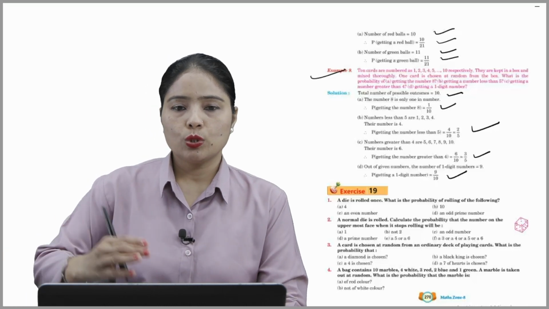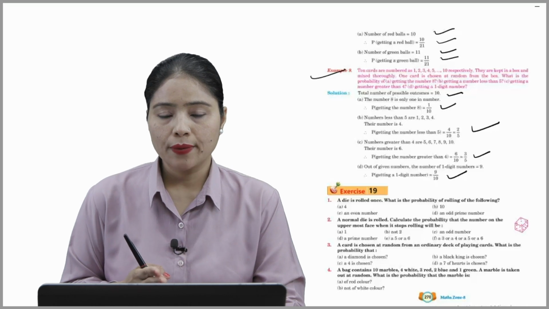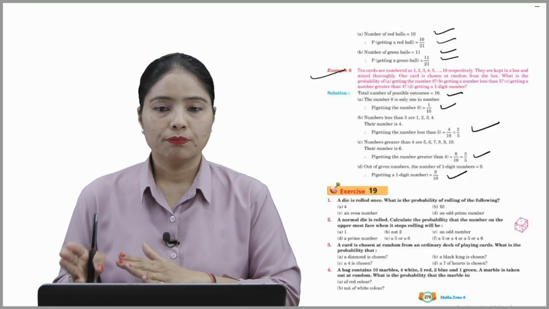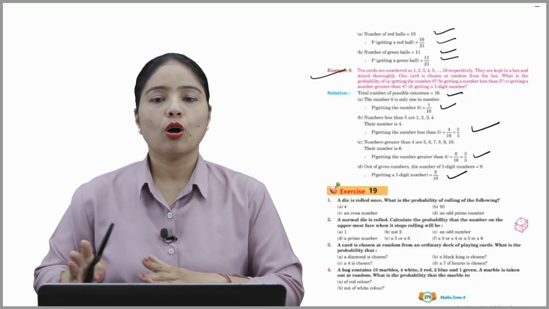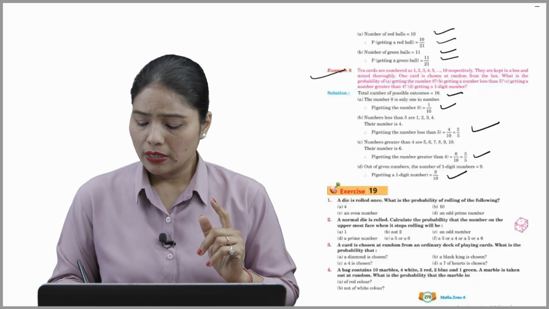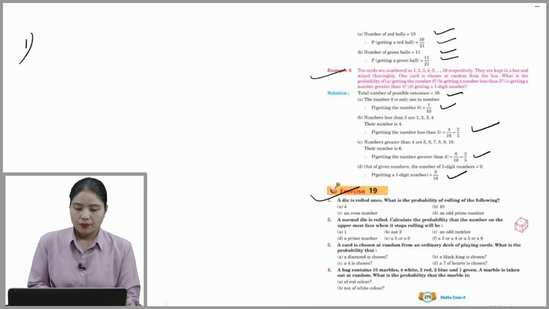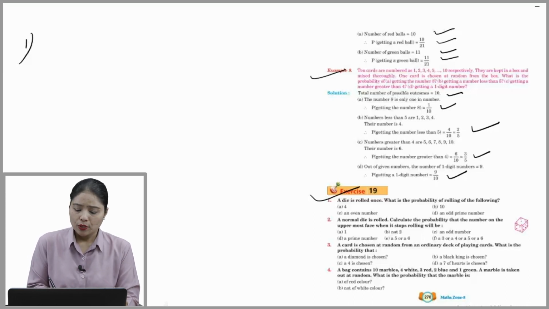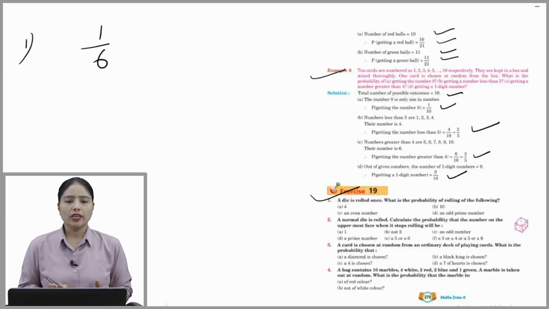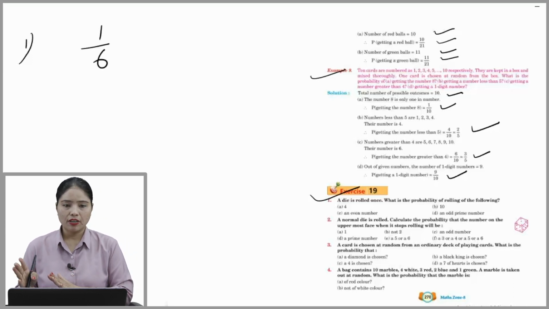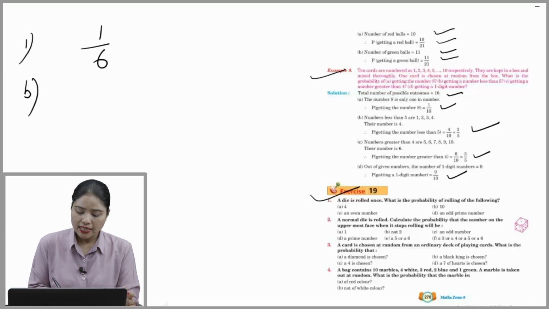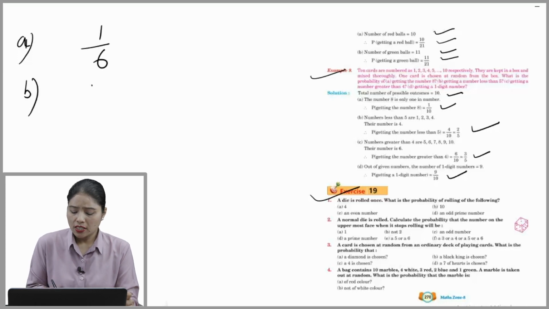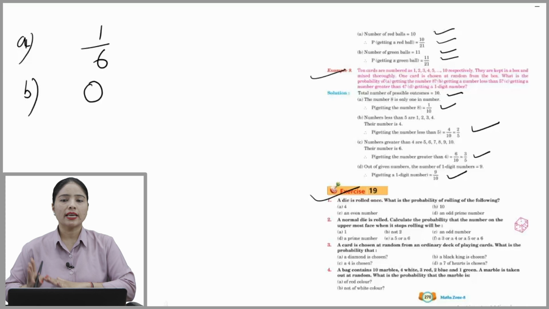A die is rolled once. What is the probability of rolling the following? A is 4, B is 10, C is an even number, and D is an odd prime number. So let's start with the first one. What are the chances of 4 coming up? So for 4 it is 1/6. The answer for 4 is 1/6. And the answer for part B: what are the chances of 10 coming up? The chance of 10 is 0, because there is no 10 on a die.